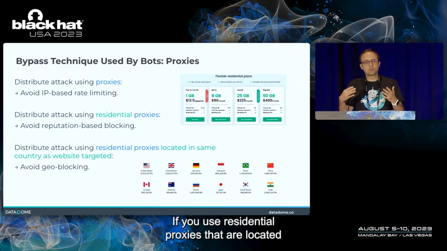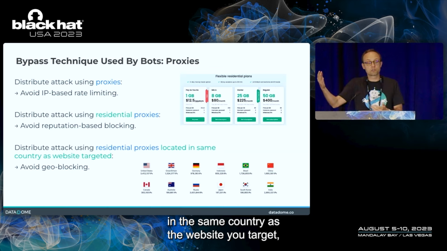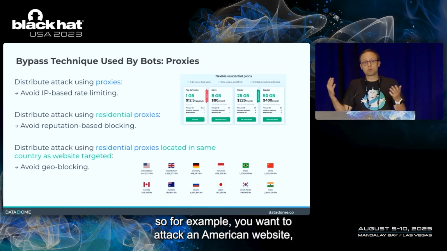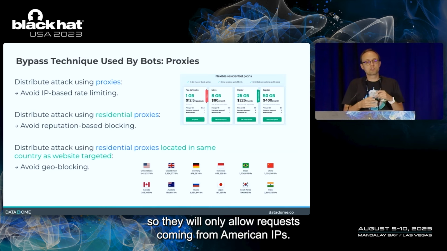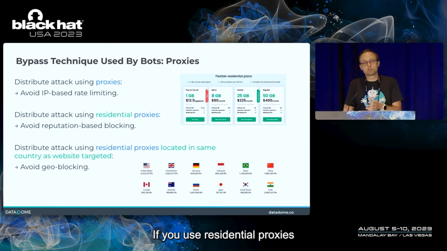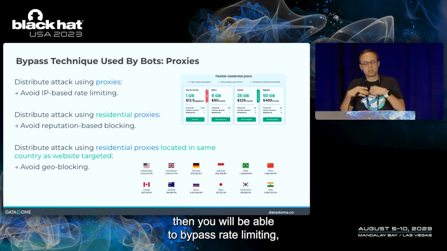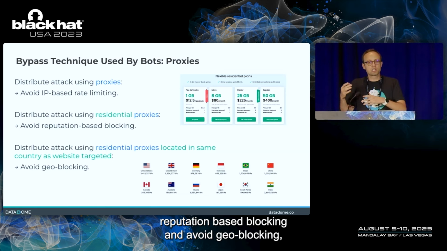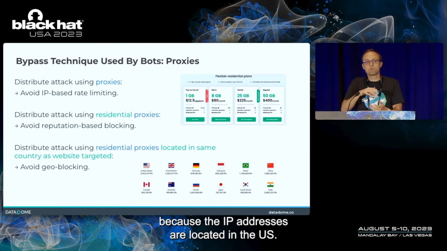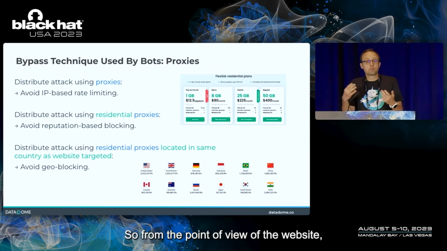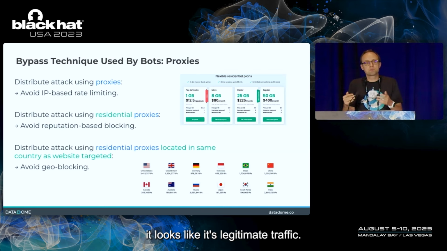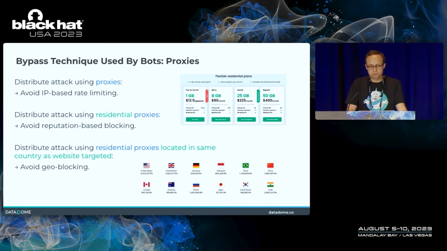If you use residential proxies located in the same country as the website you target, for example, you want to attack an American website, maybe this website has geo-blocking, so they will only allow requests coming from American IPs. If you use residential proxies located in the US, then you will be able to bypass rate limiting and reputation-based blocking, and avoid geo-blocking because the IP addresses are located in the US. So from the point of view of the website, it looks like legitimate traffic.